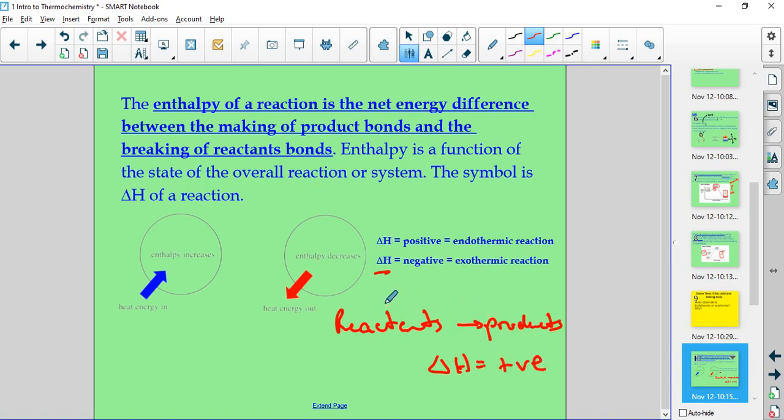We're going to make up some arbitrary numbers here. It can be 10 kilojoules, and your products could then be, let's say, 20 kilojoules. So that difference was a positive difference.